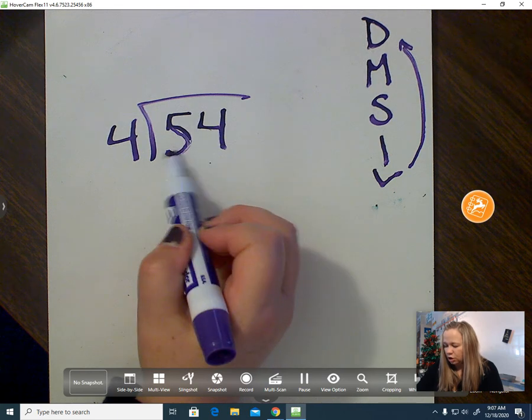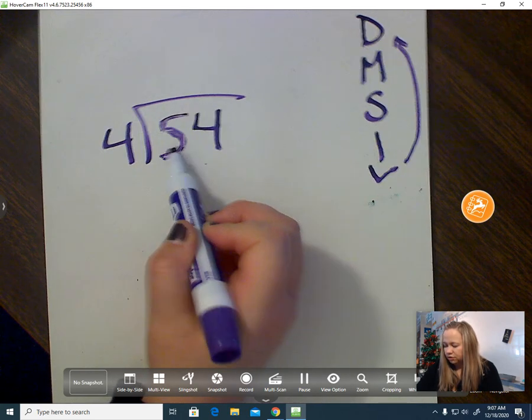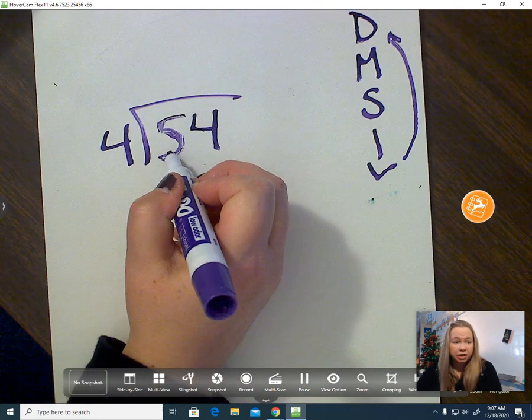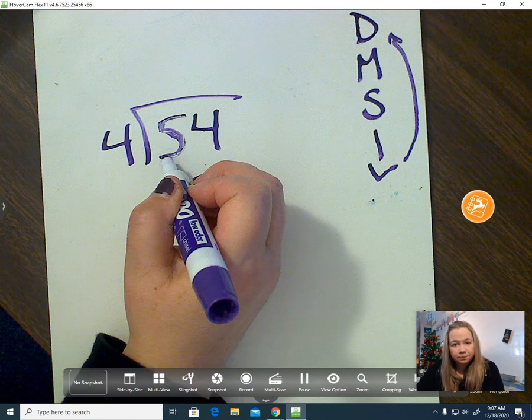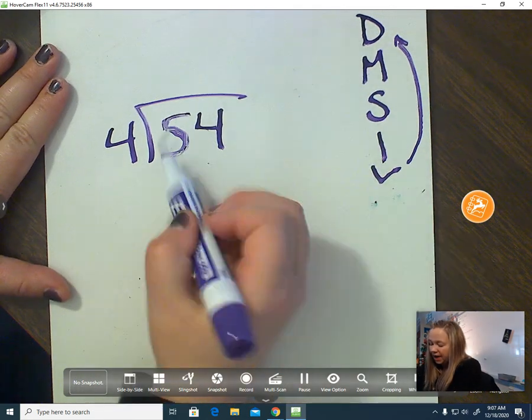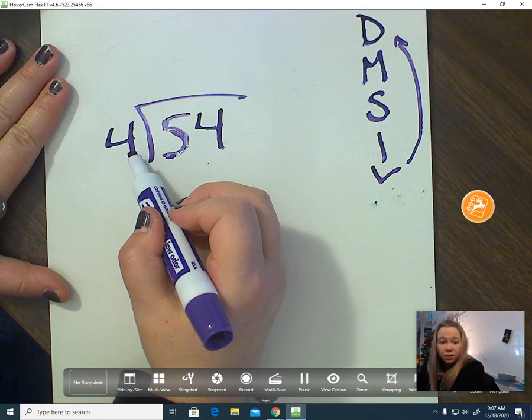Right? If this one was smaller, which we'll get to later on, we would have to look at the first two numbers. But since this one is bigger, we know that 4 will go into 5 at least one time, right? Okay, so we're going to first divide 5 divided by 4. How many times does 4 go into 5 without going over?